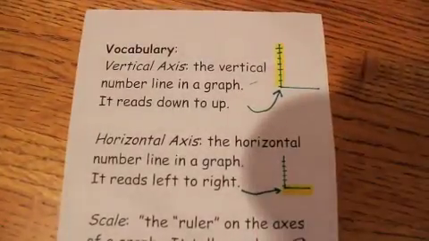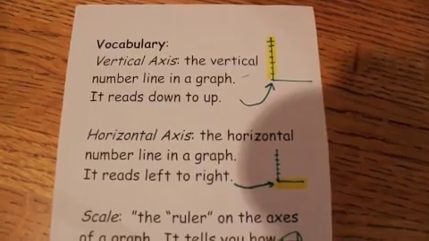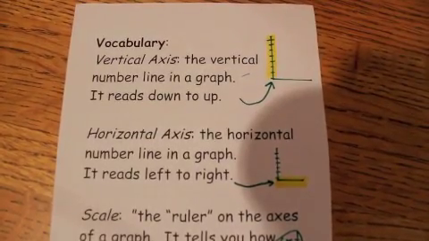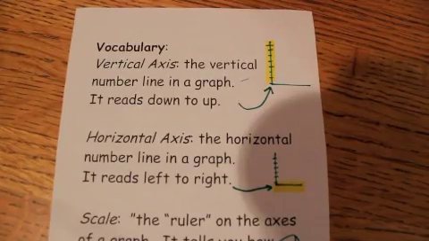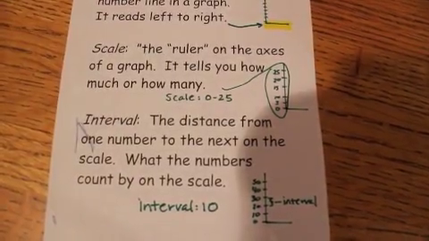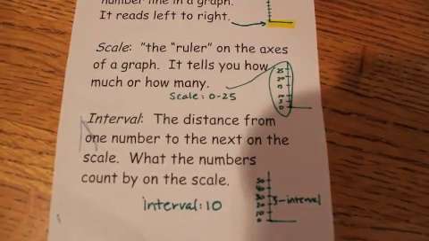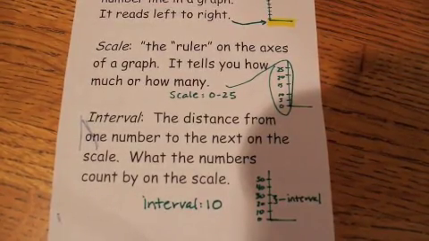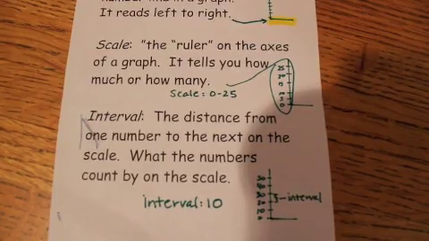There's some vocabulary that we need to know in order to be successful in this unit. The first 2 are about the axes, the vertical axis and the horizontal axis, as shown here. The scale is what runs the numbers up and down. It tells us how many or how much. The scale in this example goes from 0 to 25.